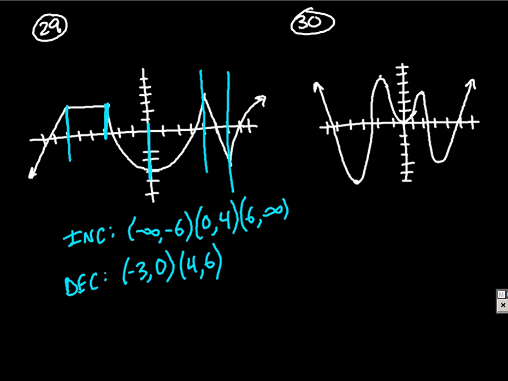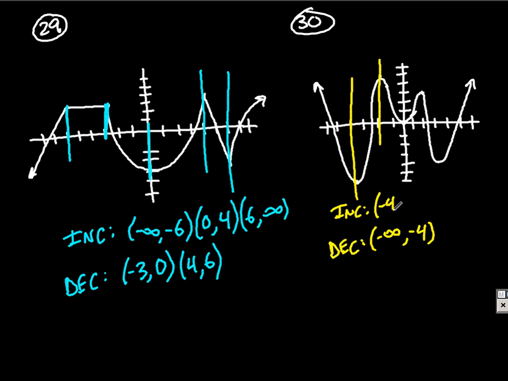Alright, I'm going to do the exact same for this one over here. I'm going to look where am I increasing, where am I decreasing. Starting off the bat, I'm going downhill. So decreasing from negative infinity to this first point here. This first point is at x equals negative 4, right there. My next interval will go from negative 4 to here at negative 2. And what am I doing there? I'm going uphill. So negative 4 to negative 2 is increasing.